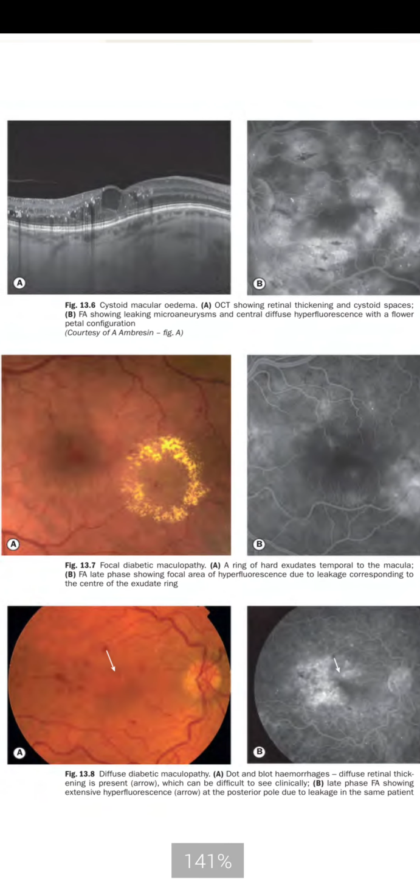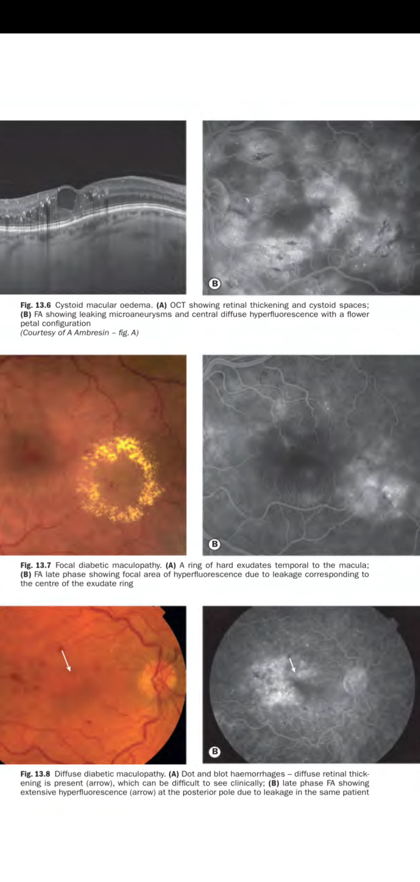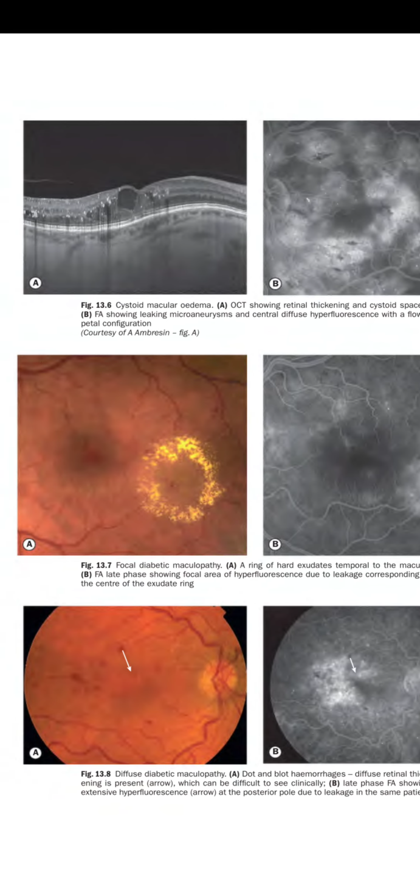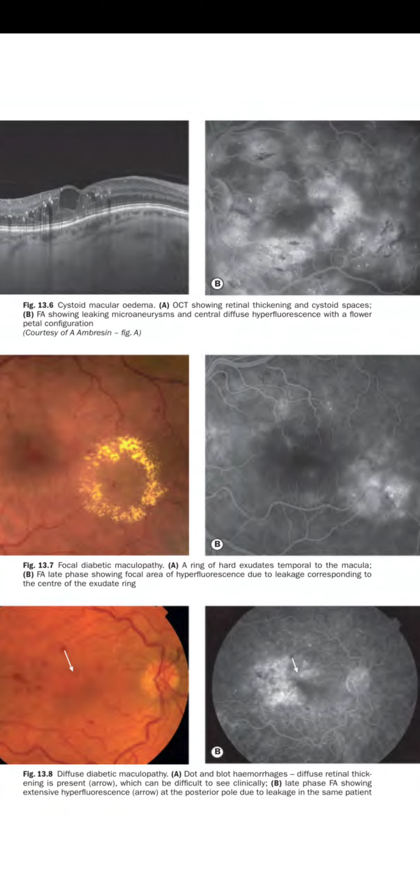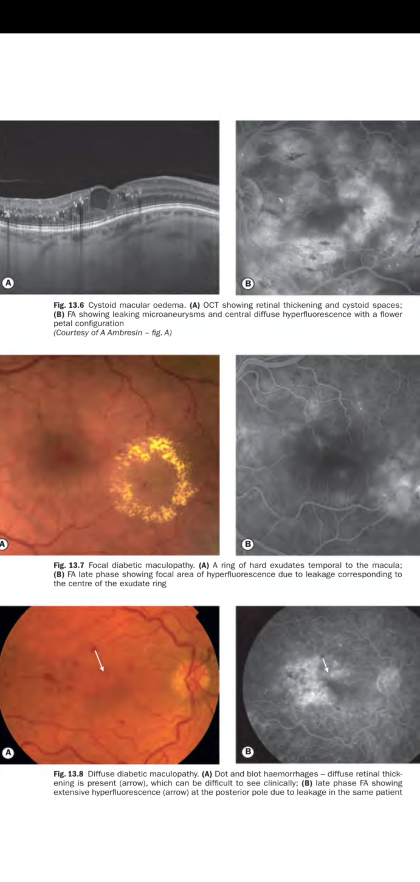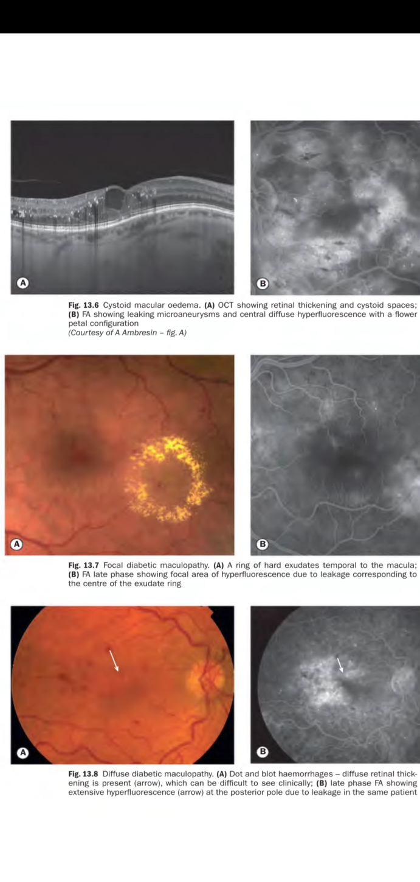So this is cystoid macular edema. It is an OCT showing retinal thickening and cystoid spaces. So you can see cystoid spaces here. FA shows a leaky microaneurysm and central diffuse hyperfluorescence. So there is a very diffuse hyperfluorescence, and it is showing diffuse macular edema with the flower petal configuration. So this is showing focal diabetic maculopathy.